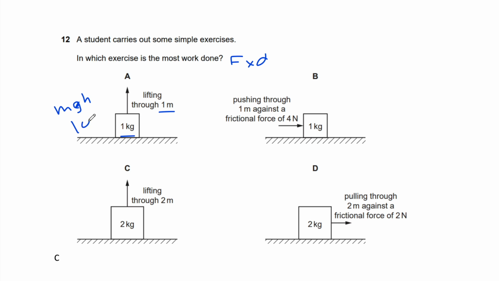So that will be roughly 10 joules. Pushing through 1 meter against a frictional force of 4 newtons. So this is force and distance, so that will be 4 joules. And lifting through 2 meters, that will be 20 times 2, 40 joules. And pulling through 2 meters against a frictional force of 2 newtons, so that will just be 4 joules. So the answer will be C.